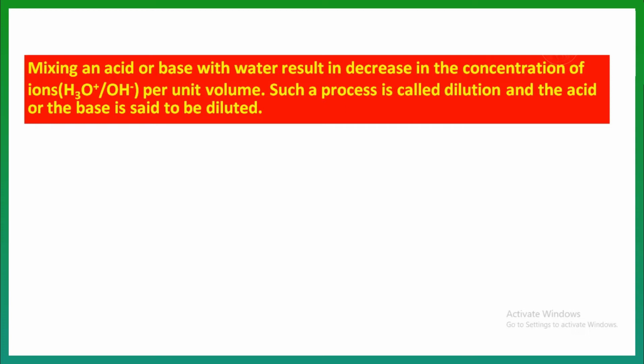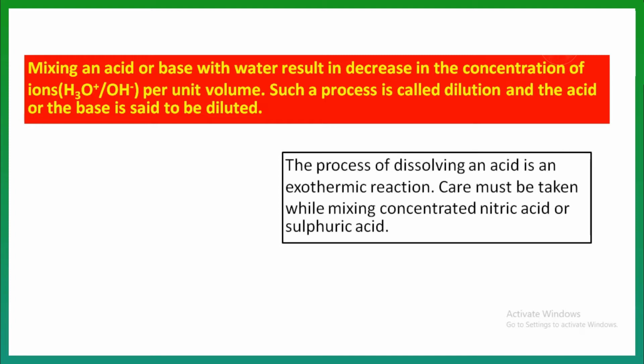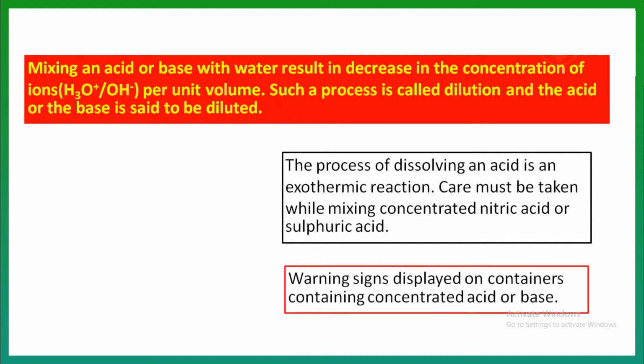Mixing an acid or base with water results in a decrease in the concentration of ions, H3O+ or OH-, per unit volume. Such a process is called dilution, and the acid or the base is said to be diluted. The process of dissolving an acid is an exothermic reaction.